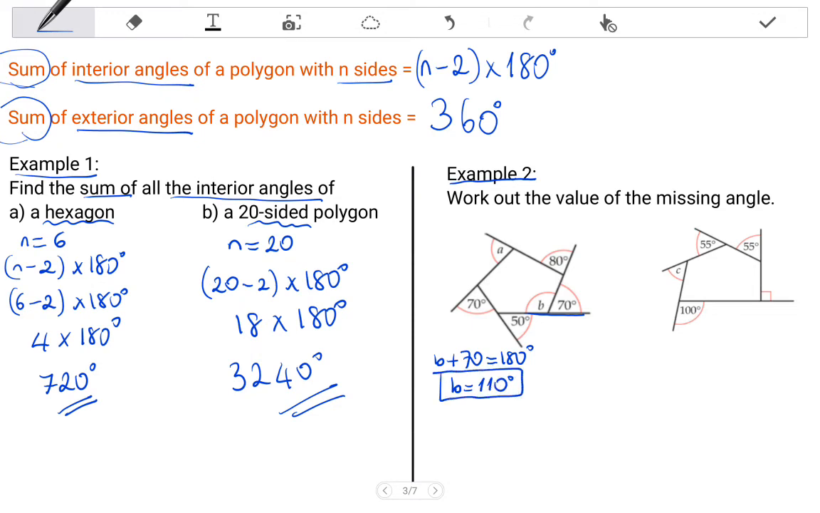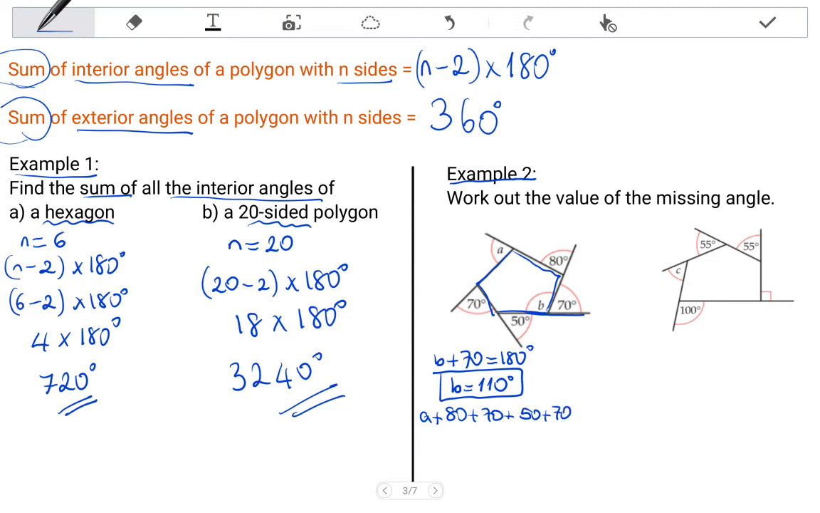To get the value of A, I realized that this is an exterior angle and all other exterior angles are given in this shape. This shape is a pentagon. Let's count the sides. 1, 2, 3, 4, 5. So a 5-sided polygon, we call it a pentagon. There are 5 interior angles and also there must be 5 exterior angles. So one exterior angle is A, others are 80, 70, 50 and 70.